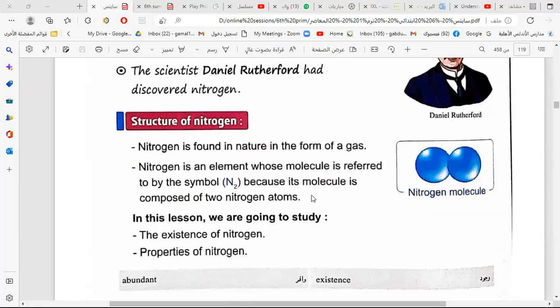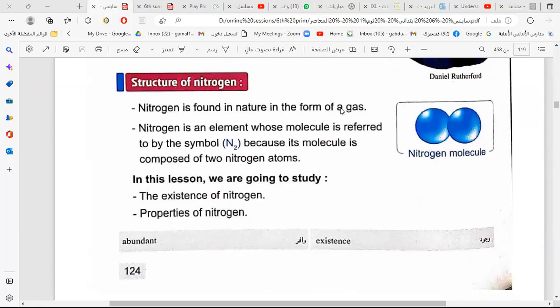Okay, structure of nitrogen. Nitrogen is found in nature in the form of a gas. The gas of nitrogen is found in the air, in the atmosphere, by a ratio of 78%. The molecule of nitrogen consists of two nitrogen atoms. As you see here, this is a nitrogen atom and this is another nitrogen atom. The two nitrogen atoms combine together and make a nitrogen molecule, which can be called N2.